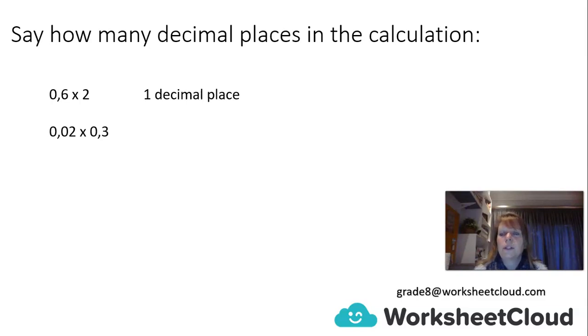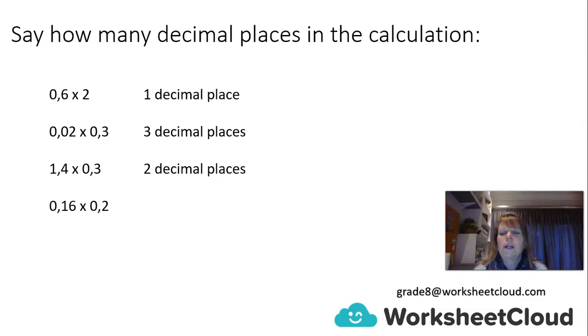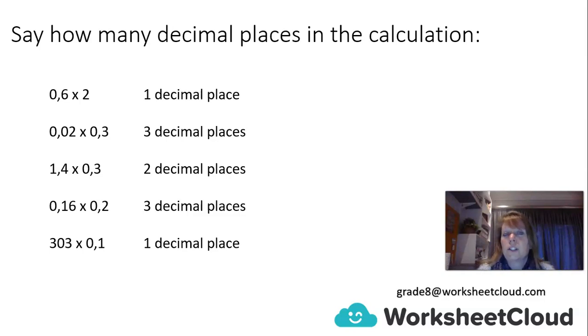Okay, so the first one, there's 1 decimal place. In the second one, there's 3 decimal places. In the next one, there's 2 decimal places. In the next one, there's 3 decimal places. And in the following one, there's only 1 decimal place. Those give us clues as to how many decimal places in the answer. Well, it's not just a clue, it's actually an instruction of how many decimal places will be in the answer.